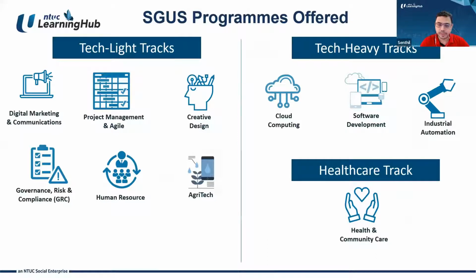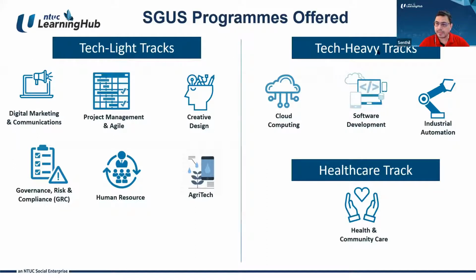Today, if you go to our website, you will see 15 different SGUnited Skills programs, but they are classified under these 10 areas. We also group them as tech light, tech heavy, and healthcare. So these are the three broad categories of programs that we have. You may wonder, what is tech light? What is tech heavy?